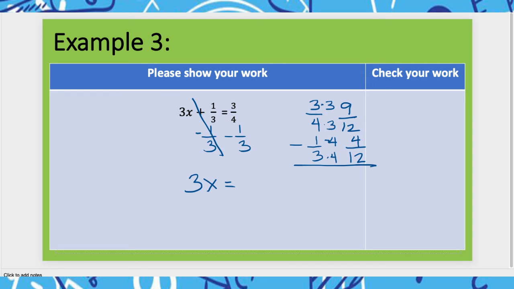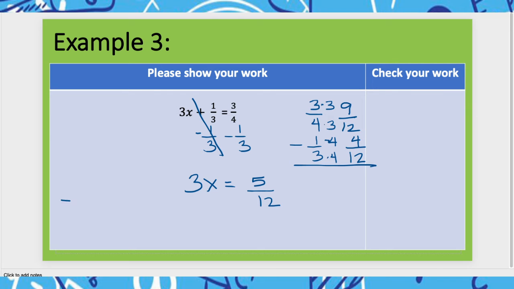Now I can subtract the two fractions because they have the same denominator. 9/12 minus 4/12 is basically just 9 minus 4, which is 5, and I keep the same denominator. All right, so now I'm at a one-step equation, and I need to isolate the x, which means I need to divide both sides by 3.